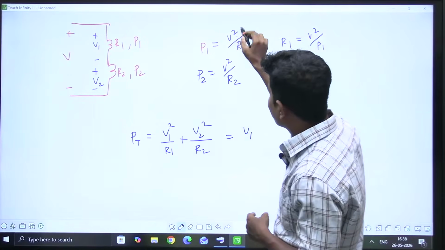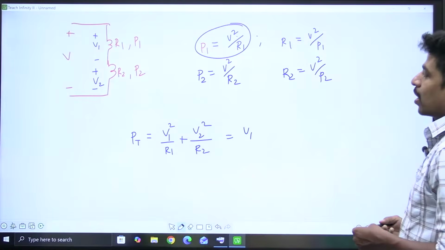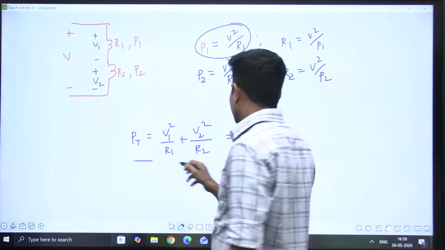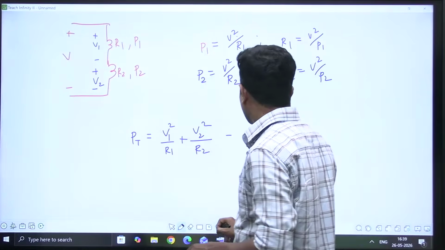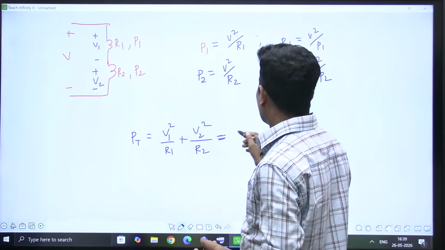But these are the rated powers, not the present powers. Present power is not P1, not P2. This is the present power. Okay, V1 we don't know, V2 we don't know. But V1, V2 we can get in the form of, what is V1?